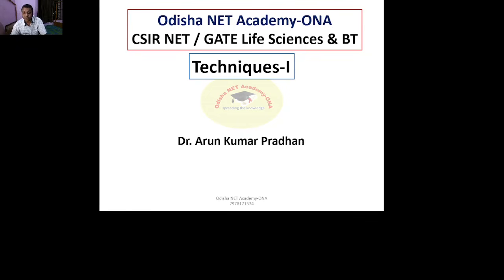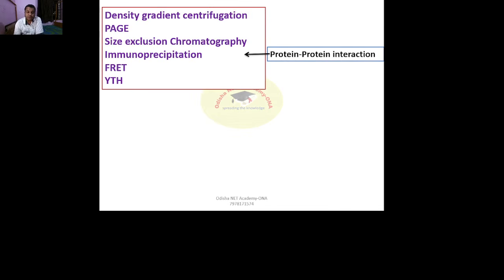Now I am going to discuss technique 1. Under that, we will discuss the techniques which are required for protein-protein interaction. Okay, density gradient centrifugation is one of the techniques. With the help of that technique, you can detect whether two proteins are interacting or not. PAGE, polyacrylamide gel electrophoresis. Then size exclusion gel chromatography. With the help of that one you can detect whether two proteins are interacting or not. Then immunoprecipitation methods, then fluorescence resonance energy transfer method, and yeast two hybrid system. So we'll discuss one by one.